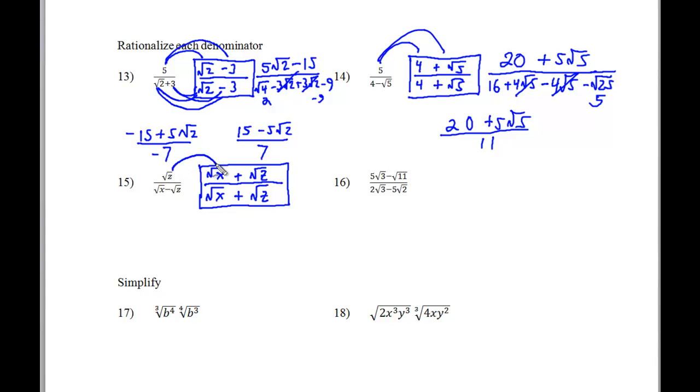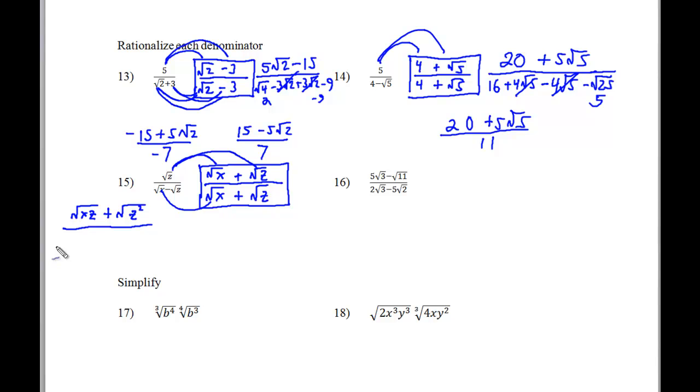Now let's focus on the numerator first. Using the product rule, if I multiply these two together, I get the numerator of the square root of xz. Then I multiply this times this. This gives me the square root of z times z, or z squared. We'll simplify that in just a moment. Now let's do our FOIL here.